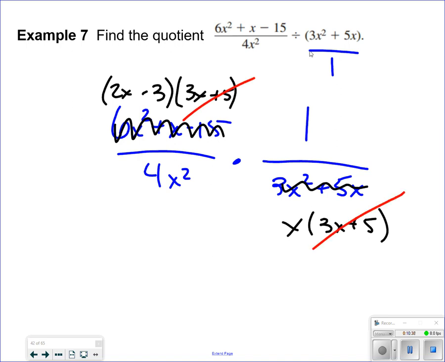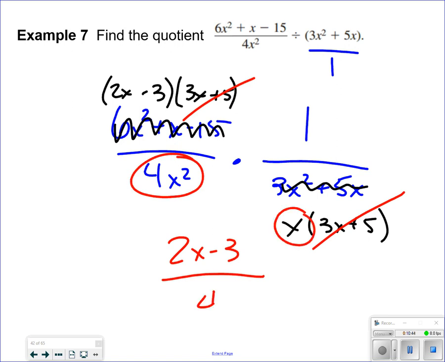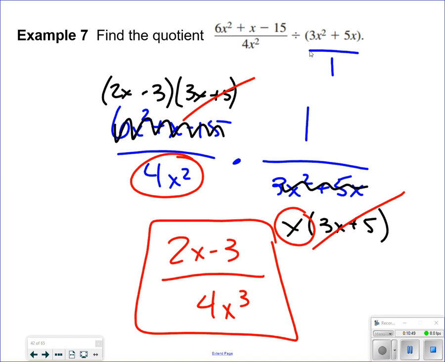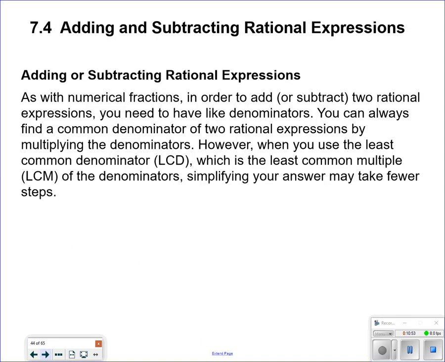3x to the fifth can cancel with 3x to the fifth. 2x minus 3 is left on top. 4x squared times x make 4x to the third. And that's the answer. So dividing, all you have to do is rewrite it as multiplying by the reciprocal.